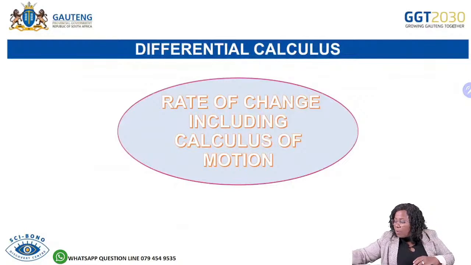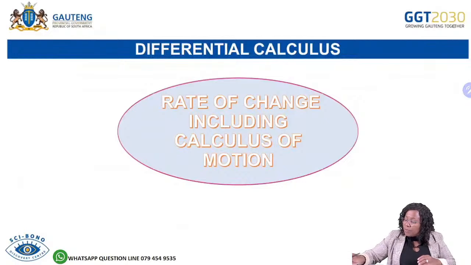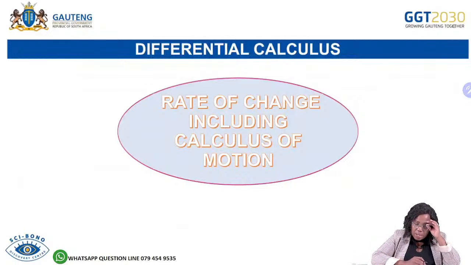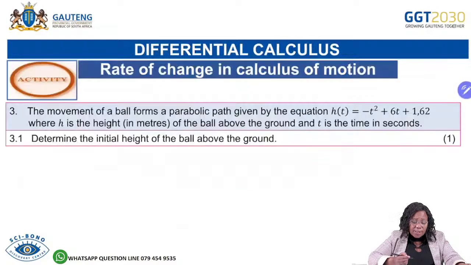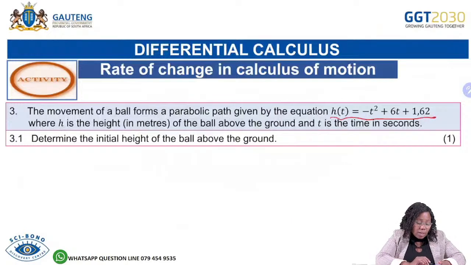And then now we move to the rate of change. With the rate of change now, we are applying our physical science or technical science, where we are looking at the velocities, the rate of change, the acceleration, and so forth. And then now, in this case, we are given the movement of a ball in a parabolic path given by the equation h(t) equal to that, where h is the height in meters and t is the time in seconds.